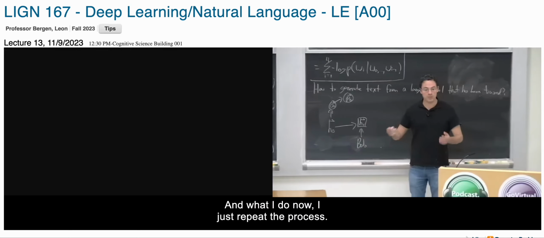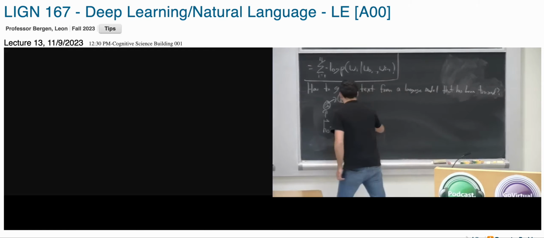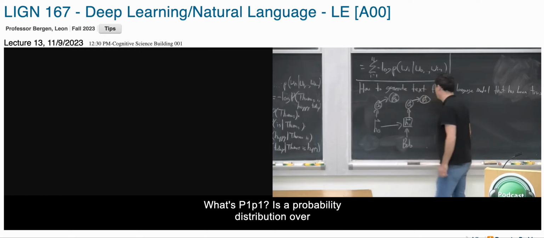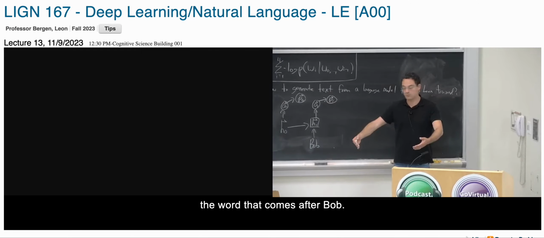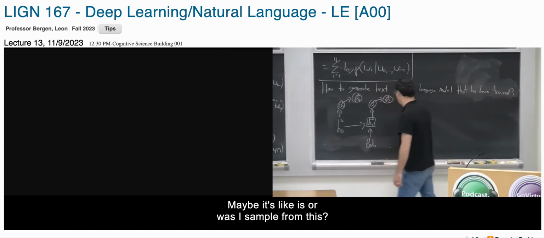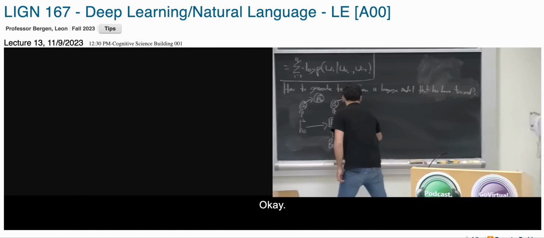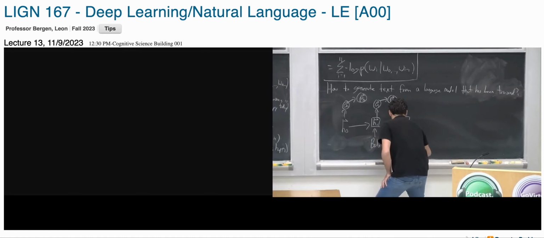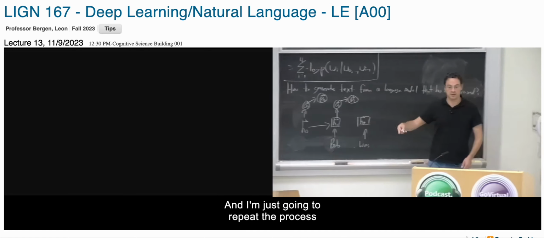And what I do now, I just repeat the process. So I have O1, P1. What's P1? P1 is a probability distribution over the word that comes after Bob. So what comes after Bob? I don't know, maybe it's like is or was. So I sample from this. The point is I'm going to sample from it. And I'm just going to repeat the process until I get to the end of the sequence.